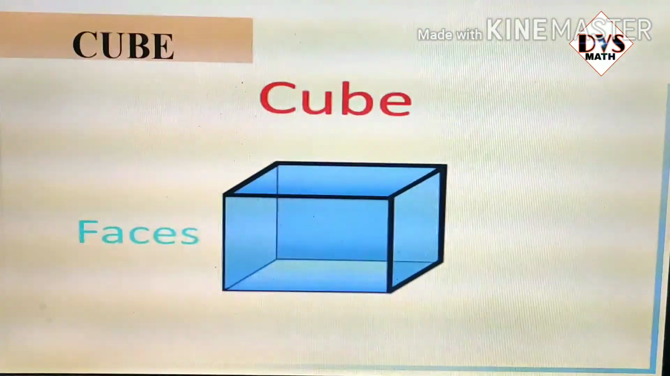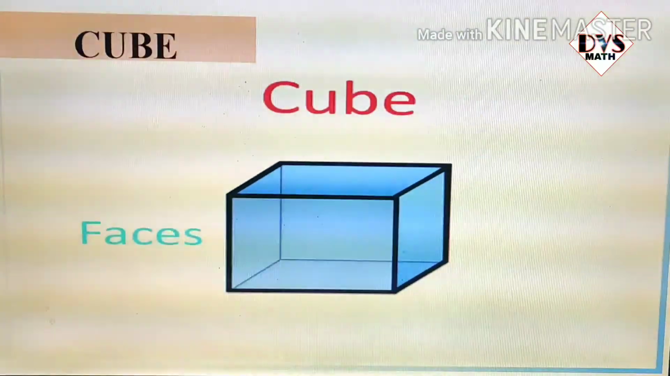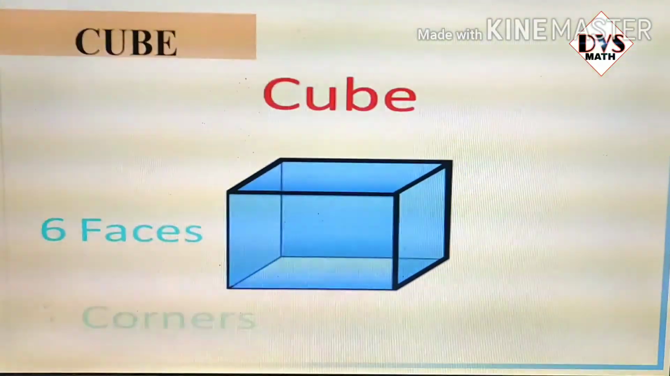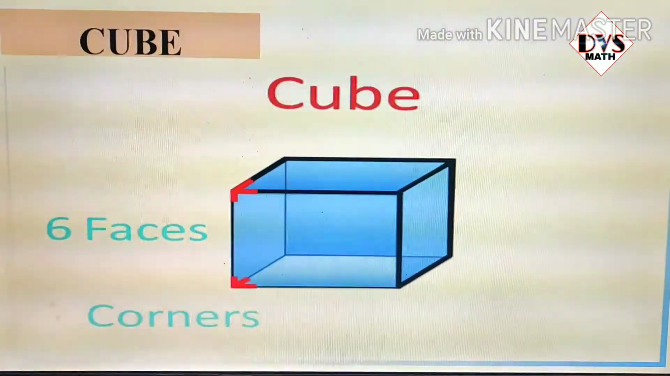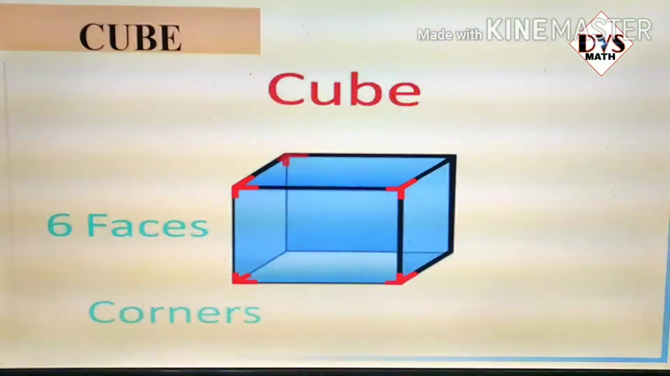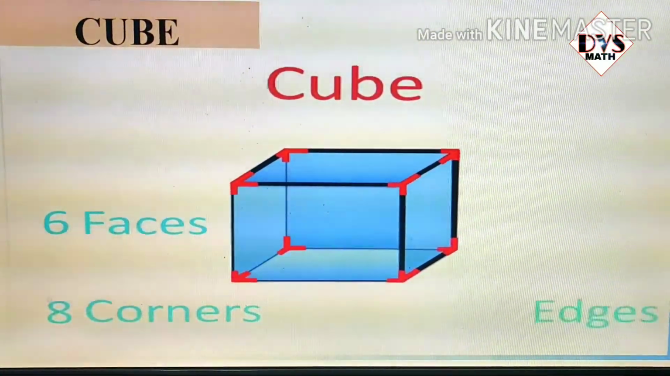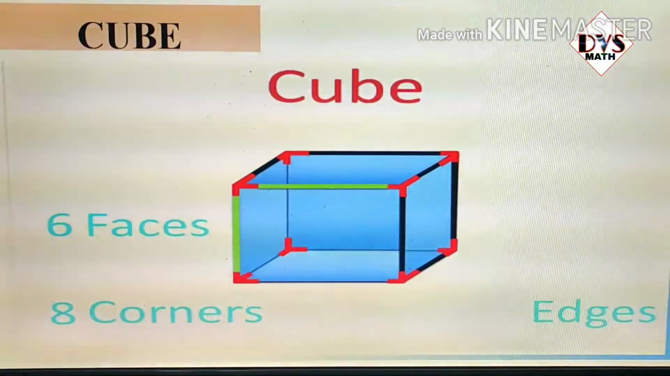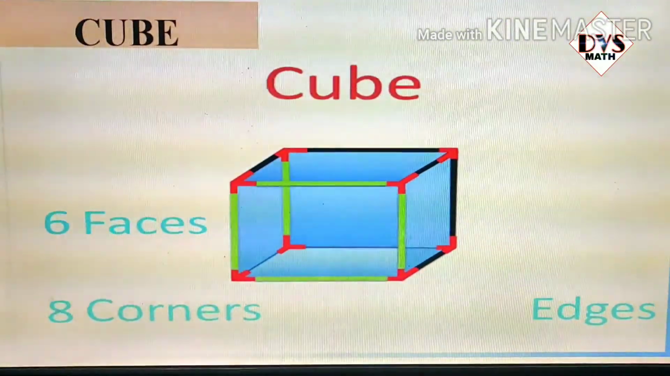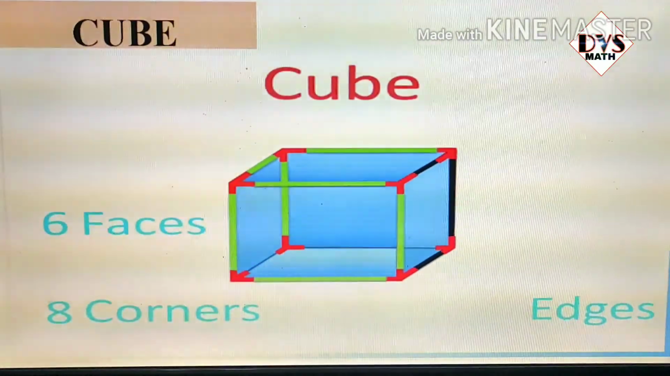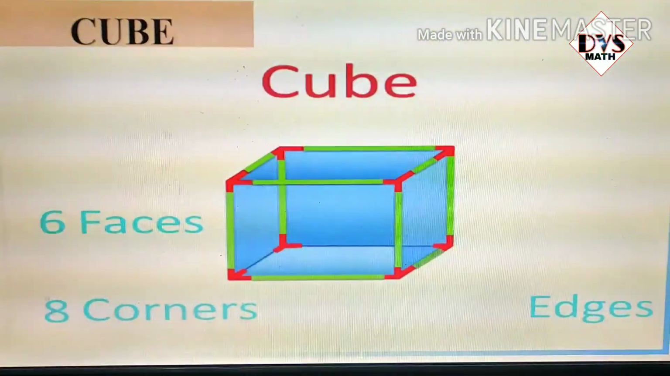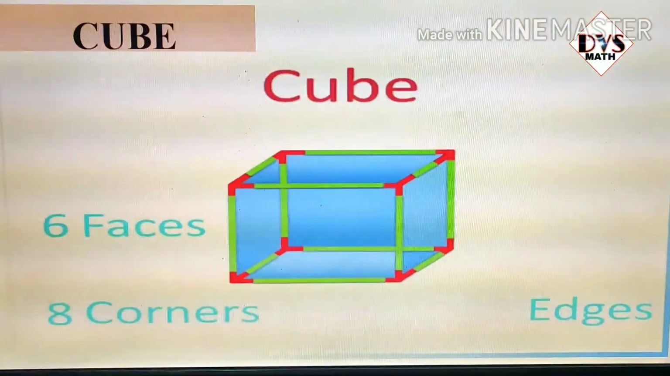Cube. It has 6 faces. Eight corners, that means vertices. 12 edges.